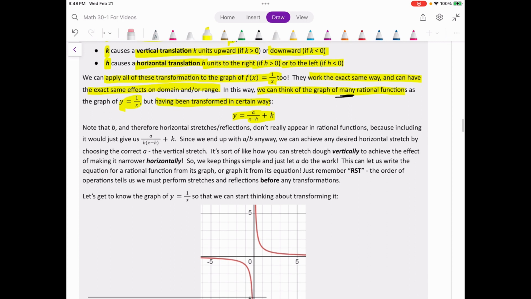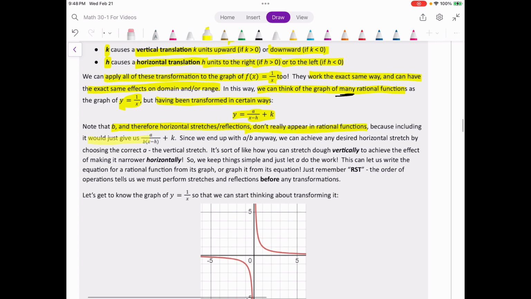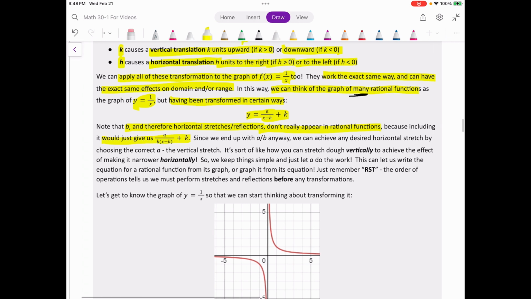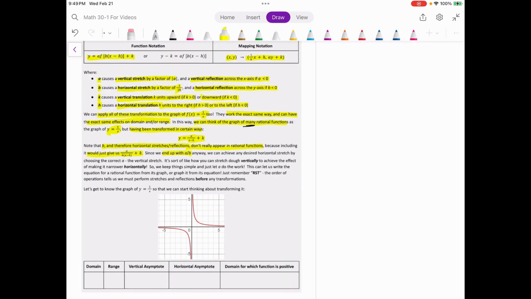Where's b? Well, b, and therefore horizontal stretches and reflections, honestly, we just don't really worry about them in rational functions. They don't really appear in rational functions because including b would just give us this, a over b x minus h plus k. But since we just end up with a over b, we can kind of absorb what we wanted to do with b into a anyway, right? For example, if I wanted to vertically stretch it by a factor of 3, let's say I wanted to make a 3, and I wanted to horizontally stretch it by a factor of 1/2. So I wanted to make b 2, right?